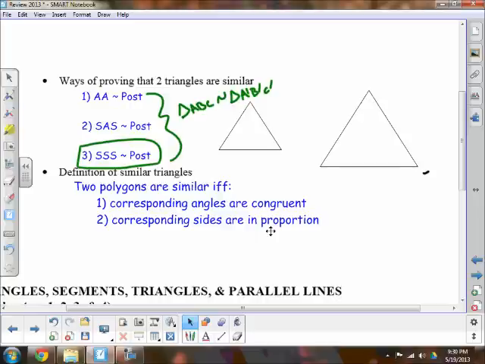Finally, what does it even mean to be similar? The definition. Two polygons are similar if and only if, again, it's the definition, so it's a biconditional statement, corresponding angles are congruent and corresponding sides are in proportion. Like these two figures, if I were to overlap these over each other, notice that this angle is congruent to this angle, this angle is congruent, but these sides are only in proportion.